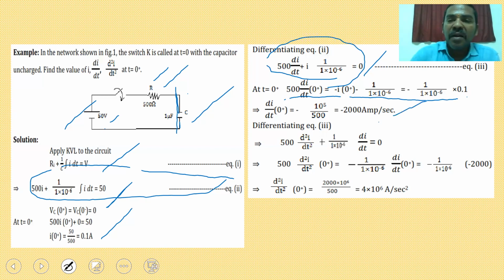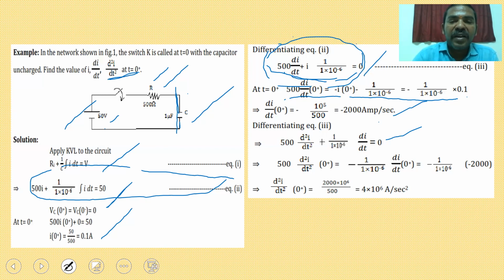The same equation we are differentiating again, so you can get this value. So 500 d²i/dt² plus 1/(1 into 10^-6) di/dt is equal to 0. So the third equation is obtained by differentiating once again for finding the value of d²i/dt². Okay, so now you have to substitute.